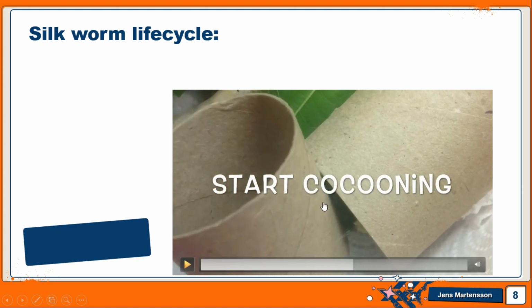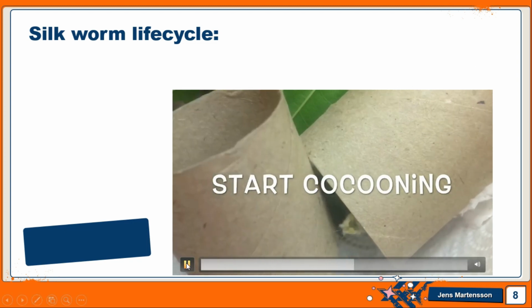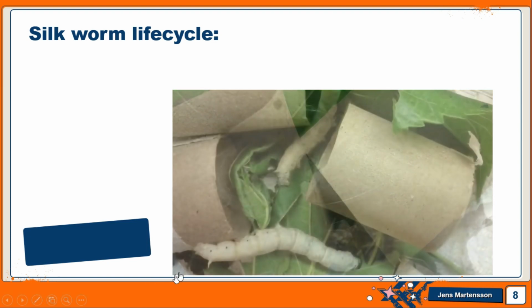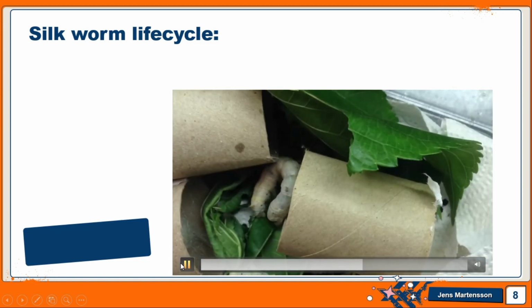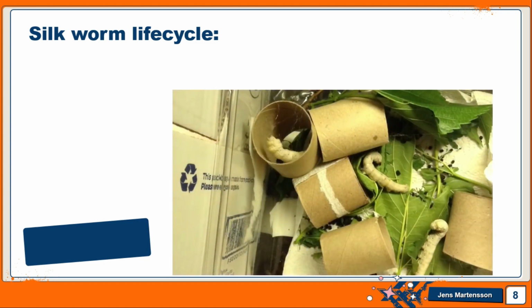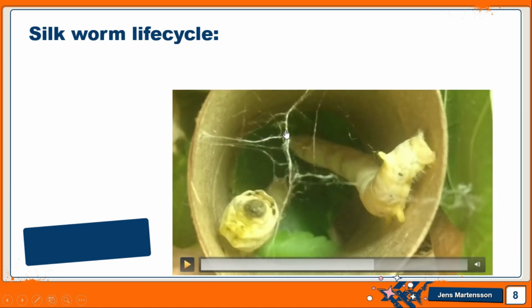See, after 4 weeks, this caterpillar will start entering into the pupa state. That means they will start cocooning. Cocooning means that they start forming a woven net around themselves to cover themselves into a cocoon. Now let's see how they're covering. You can see these threads.